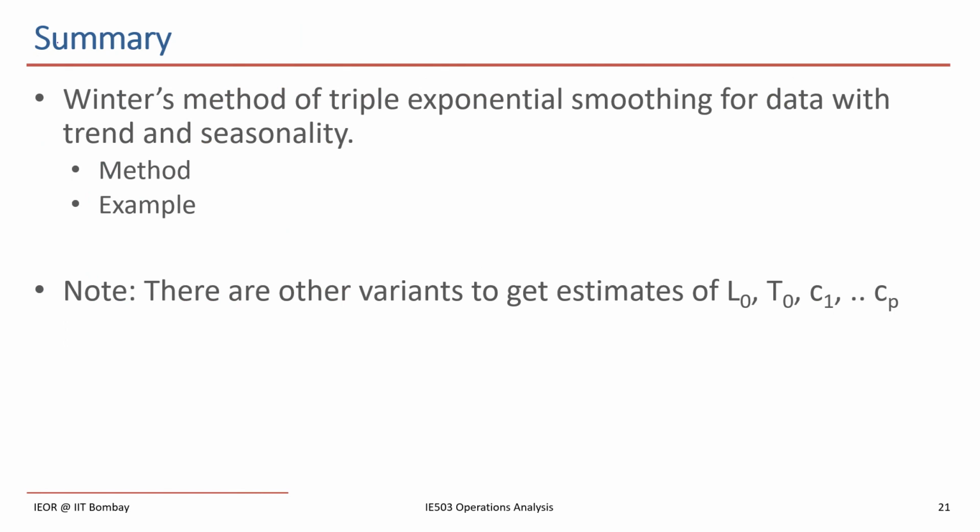In summary, we have looked at Winters' method of triple exponential smoothing for handling data with trend and seasonality. Note that there are other variants to get L0 and T0, but not much different. This is a really good method also.